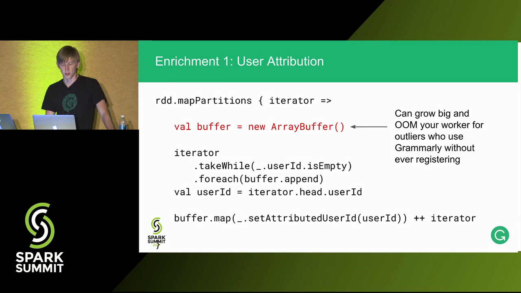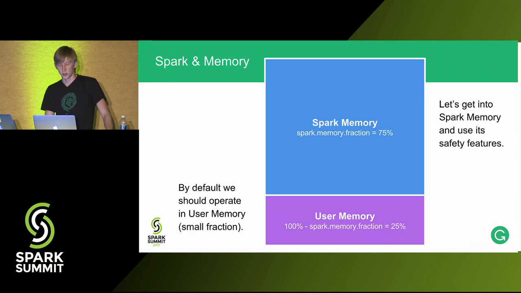So the problem here is with this array buffer we would use, because for some outliers that emit a lot of events and never authenticate, we could have a very big set of events we have to collect and could hit an out of memory exception on our worker. So instead, we would like to understand better how Spark works with memory, because they are doing a similar operation while shuffle is happening. So they need to accumulate data in memory while it fits.